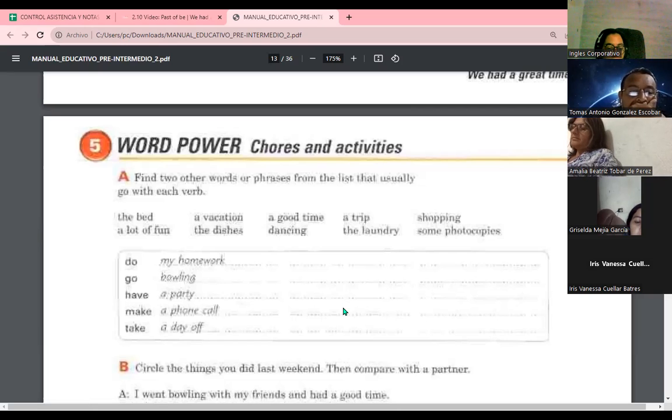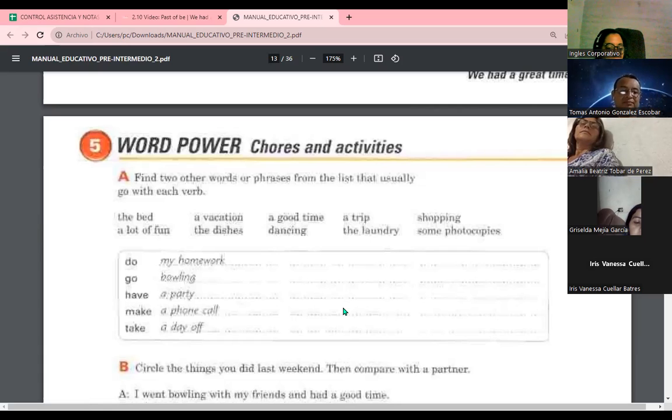Muy bien. A good time. Have a good time. ¿O have cómo? Have a good time. Dancing. Good time. Dancing. Es activity. Go dancing. Excellent. Go dancing. Okay.